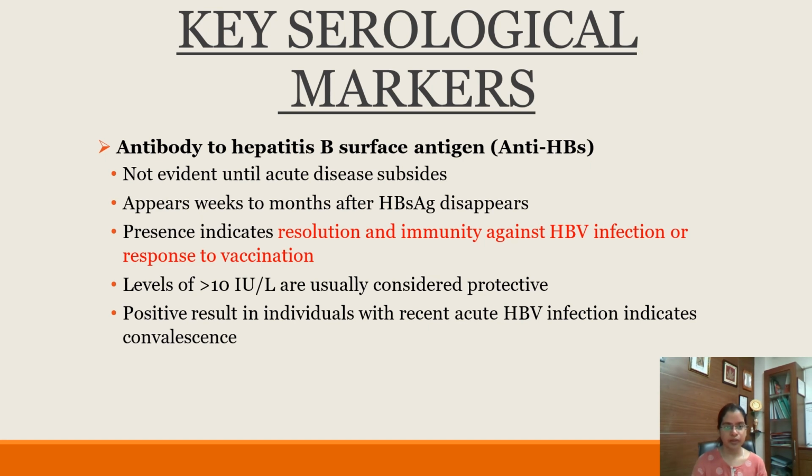Now, antibody to hepatitis B surface antigen. It is a protective antibody. It appears weeks to months after HBsAg disappears, and its presence indicates resolution and immunity against HBV infection or response to vaccination. And levels greater than 10 international units per liter are usually considered protective.